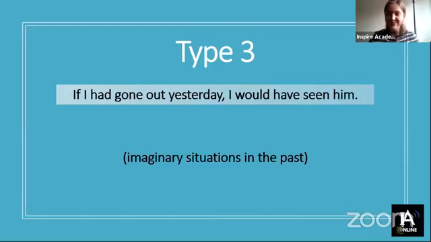Type 3. This is similar to the second, but we are talking about imaginary situations in the past. If I had gone out yesterday, I would have seen him. It is something that did not happen, but it could have happened. It's an imaginary situation yesterday in this case, but generally in the past.